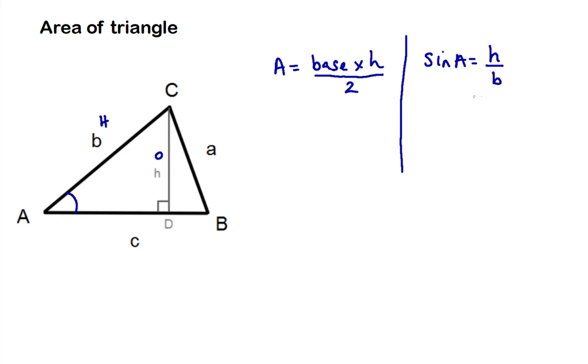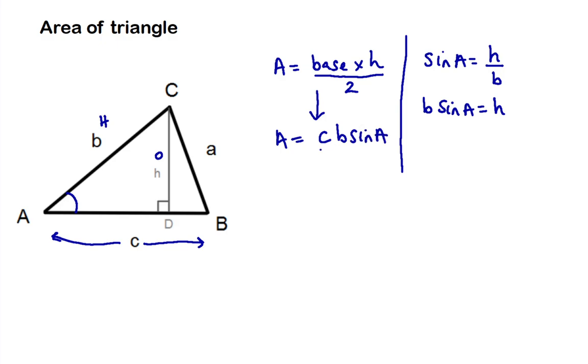Now if I rearrange this, I can take the b to the other side and multiply. I've got b sine A equals h. Okay, so what I can do now is take this formula for the area of the triangle, and now the base length on this big triangle is actually c, so that is the base. The height of this big triangle I've just shown is b sine A, so I can put b sine A here instead of h and divide by 2. Okay, so this gives us the formula that we can use to find the area of a triangle.